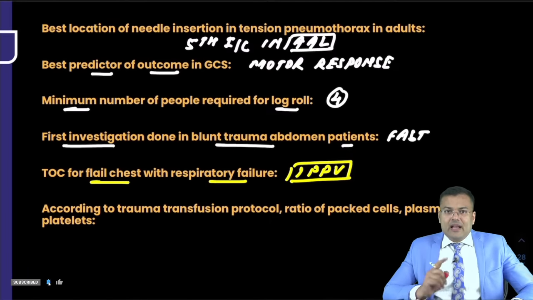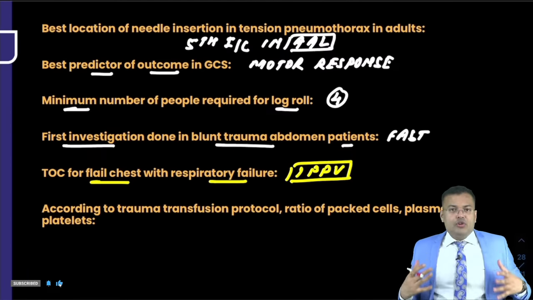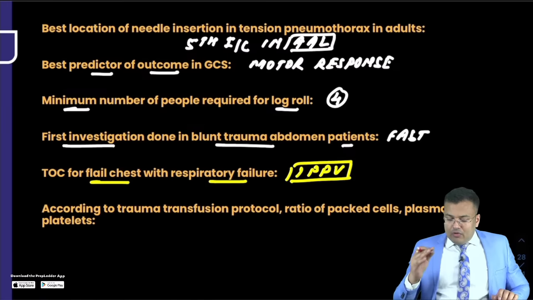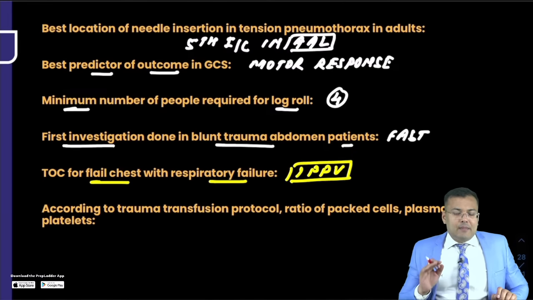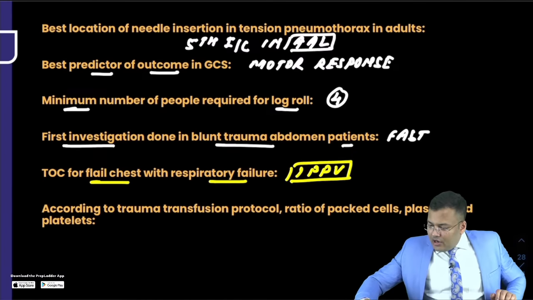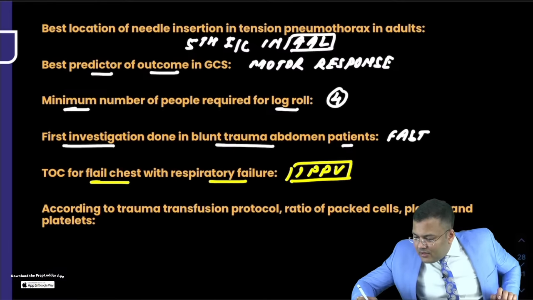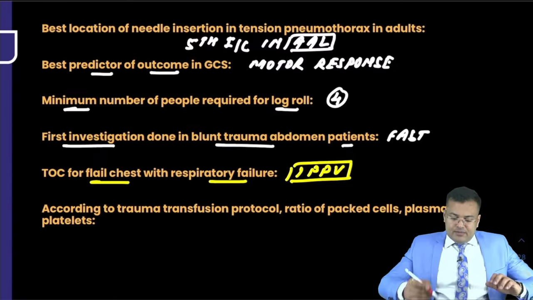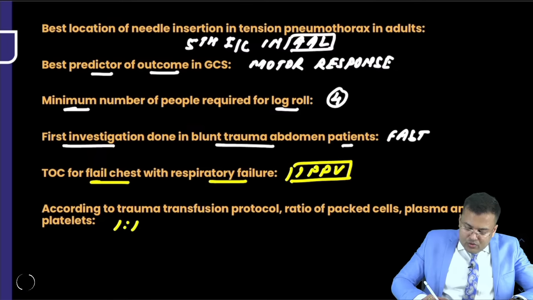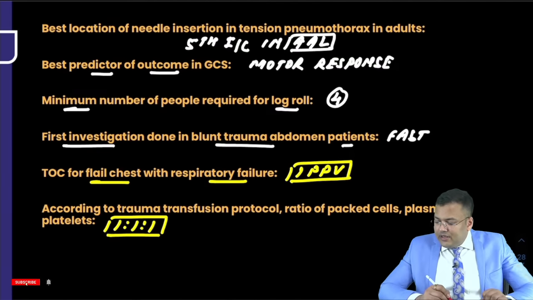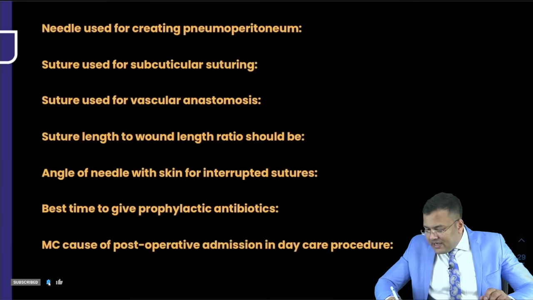Okay. Another question. According to trauma transfusion protocol, what should be the ratio of packed cell, plasma and platelets? Tell me. Harpreet Kaur is the first person to reply. 1:1:1. So it is 1:1:1. Majority of you are correct, guys.